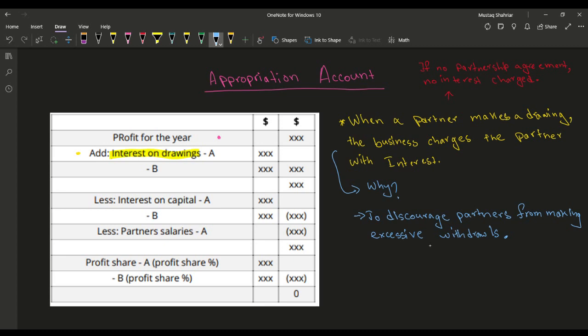Let's say one partner makes so many withdrawals and there is no charge against it, then it is kind of unfair to the other partners. So that is another reason.